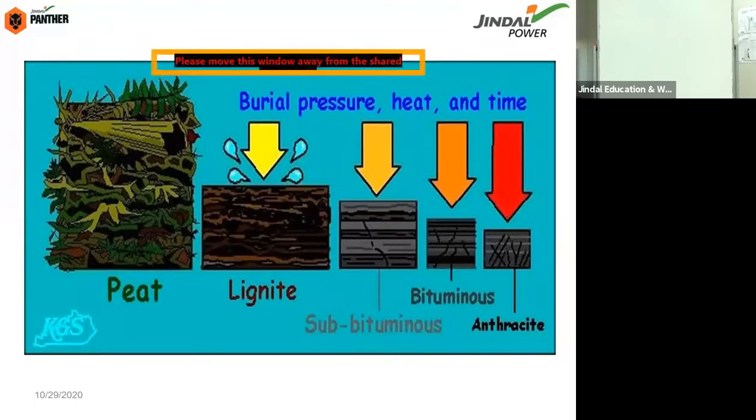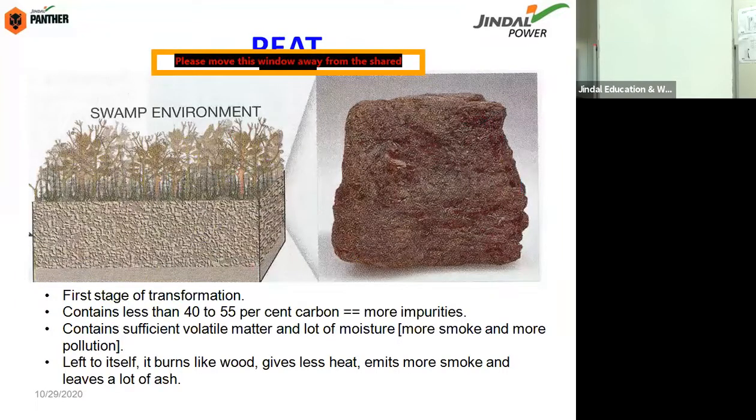Next, please. This is peat, the first stage of transformation. It has a composition of 40 to 55% carbon, and it consists of a lot of impurities: sufficient volatile matter, a lot of moisture, more smoke, more pollution. If we burn peat for electricity generation in a boiler, there are chances of heat-down and load shutdown. So it is not used in electricity generation in power plants.